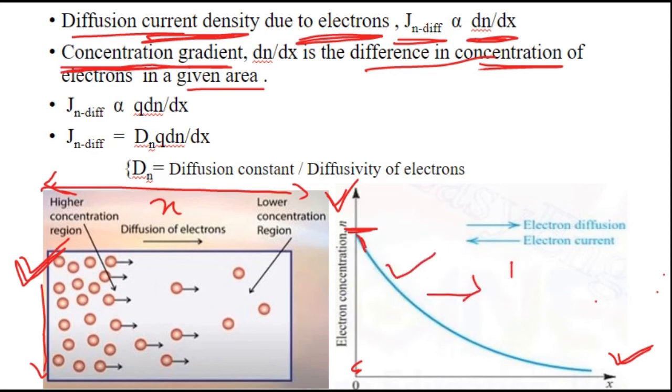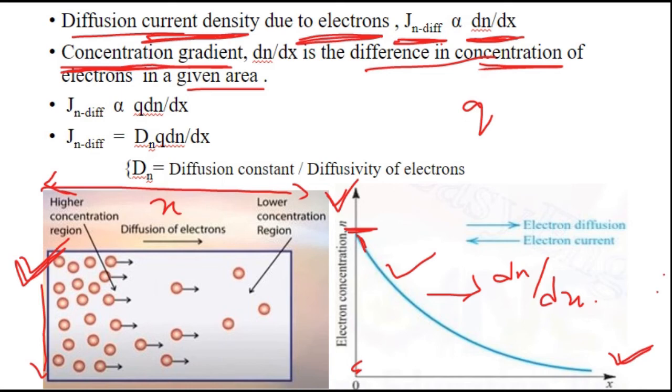So this is nothing but represented by dN by dx, which is also called the concentration gradient or the slope of the electron concentration. Here this slope is directly proportional to what? The diffusion current density, that is Jn diffusion. So in a real manner, what is moving? The charge is moving, that is Q is moving.